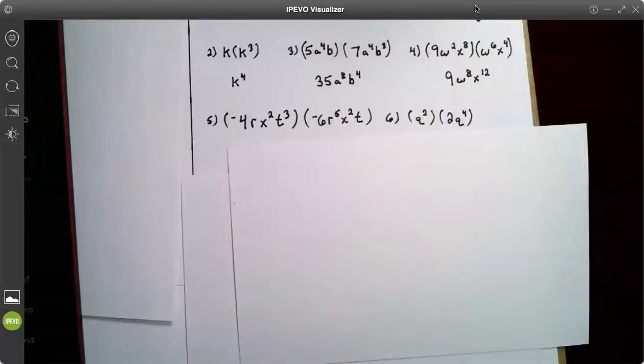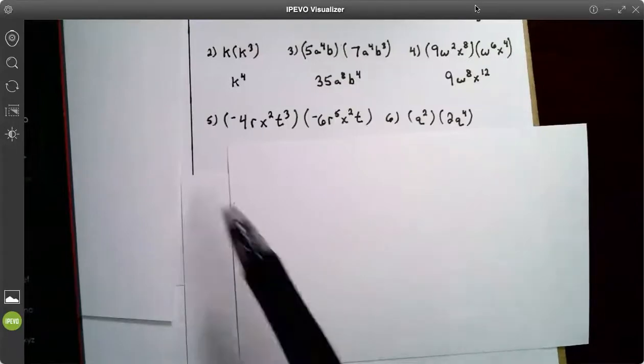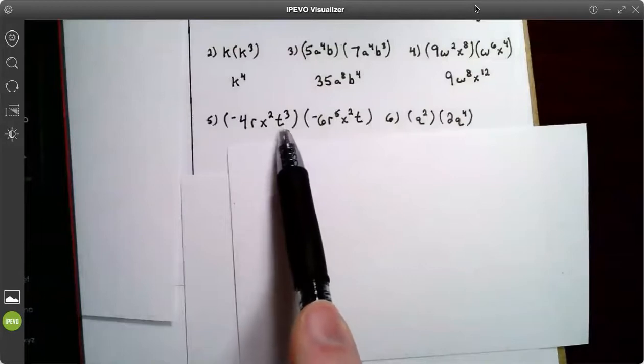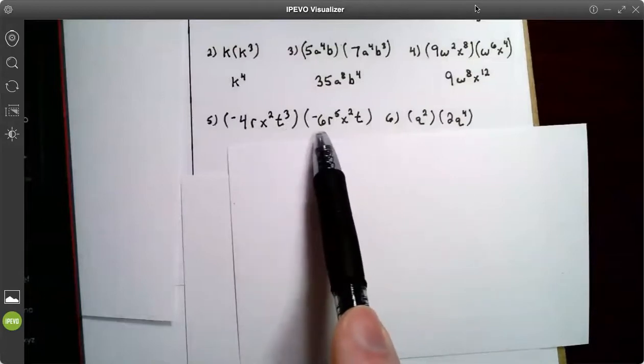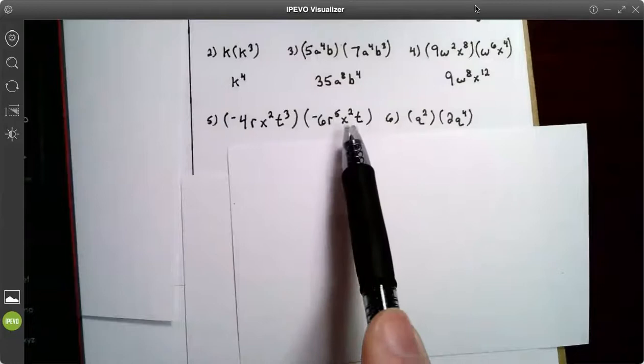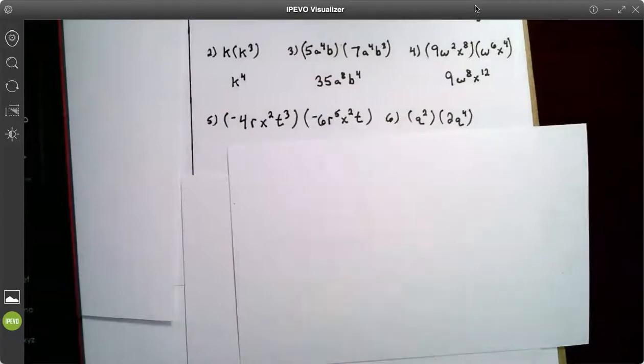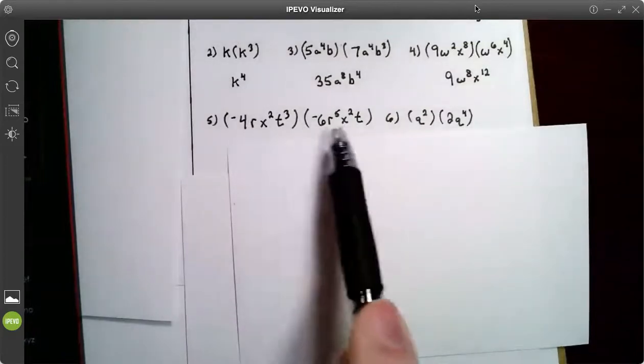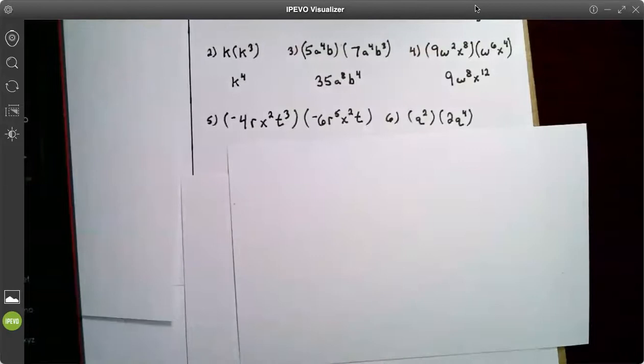Let's try number 5. Number 5 says negative 4r x squared t cubed times negative 6 r to the 5th x squared t. So you have 4 things to multiply together on this one: the coefficients, the r's, the x's, and the t's.